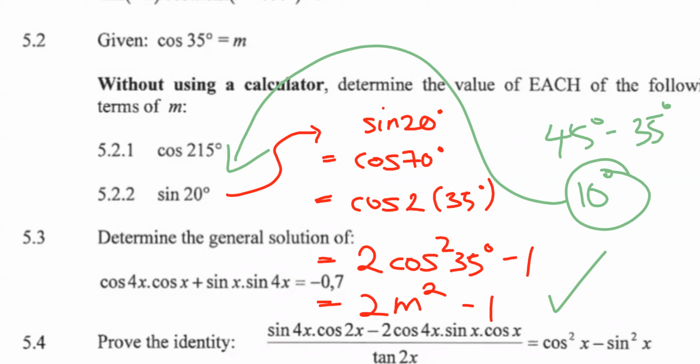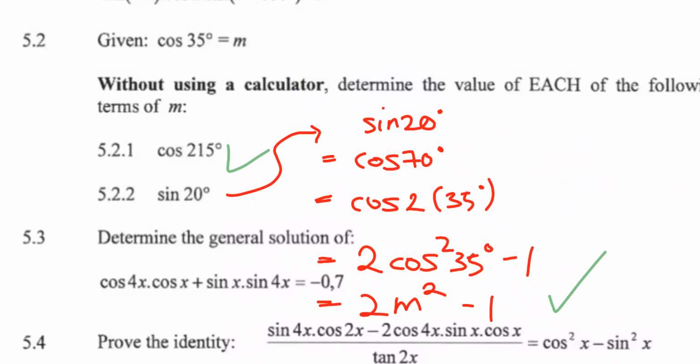55 is the other angle in the triangle. Oh, okay. So how did you do it? I said sine 90 minus 35. And then you got 55. Wait. Sine 90 minus 55.